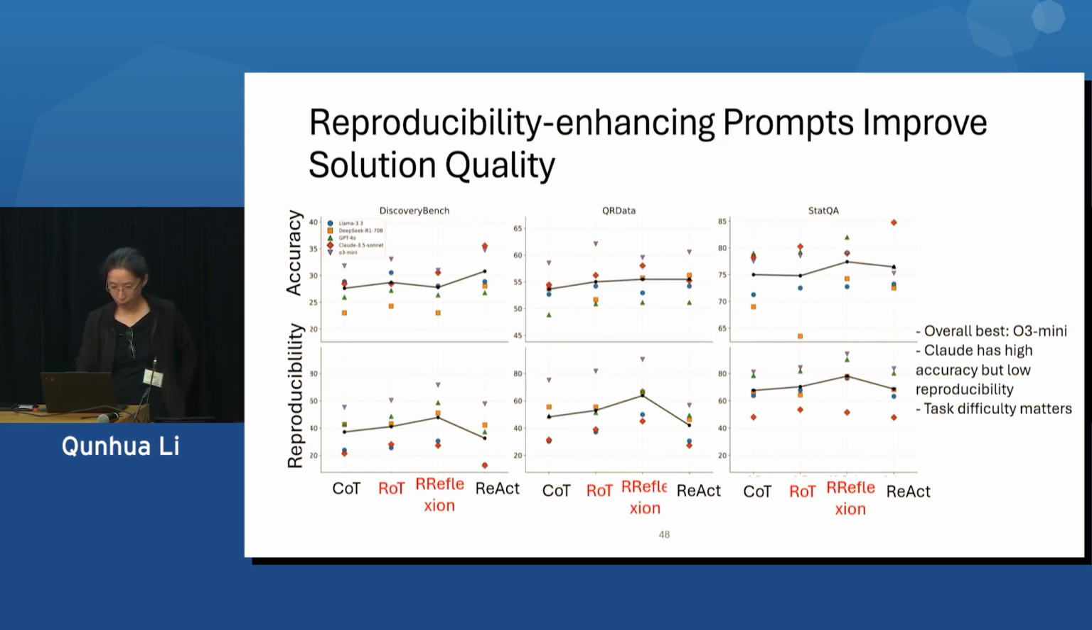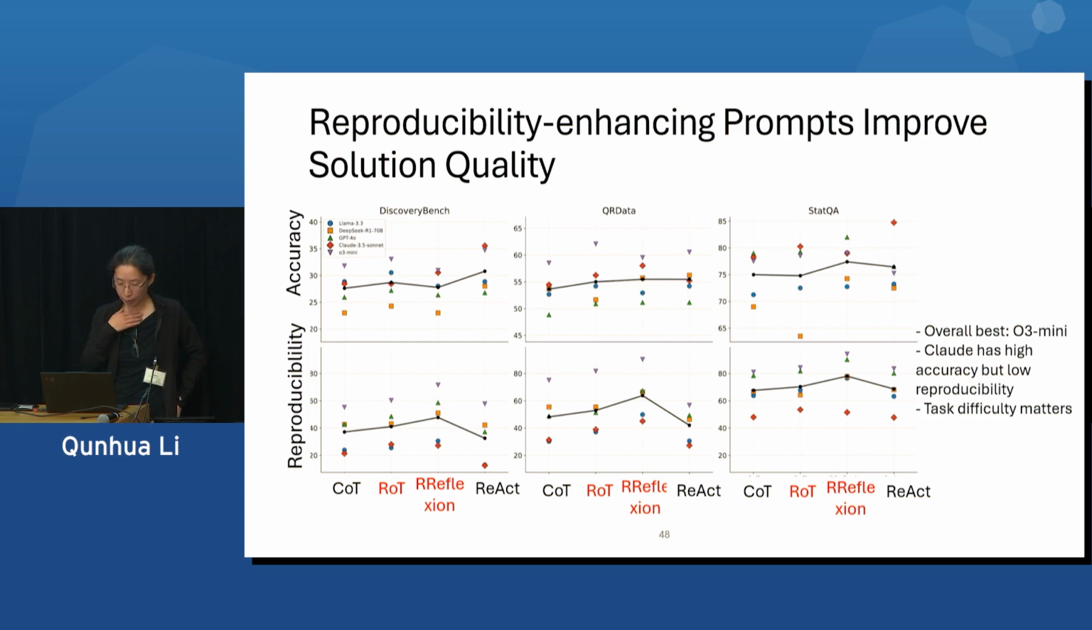And then this one compared several things. So one is to compare the 2 reproducibility enhancing prompts, so the 2 red ones, with the baseline. And you can see that the 2 red ones generate more reproducible solutions. And this is a little bit less visible, but the accuracy in general is higher. But it also depends on the data set.